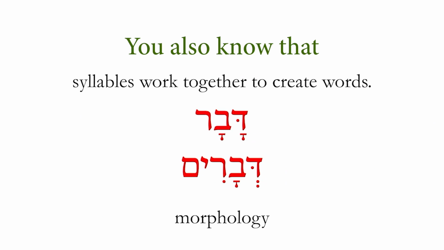But you also know that syllables work together to create words. In the previous slide, we had two words that were syllabified, and now you see them here together. The first one is the masculine singular noun, davar, meaning word. And the second one is the masculine plural noun, davarim, meaning words. Here you see the syllables being placed together to create whole word units. This is called morphology, or the formation of words. And they, again, follow certain rules.